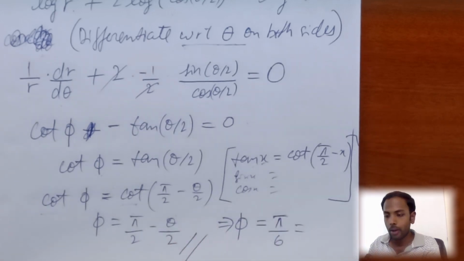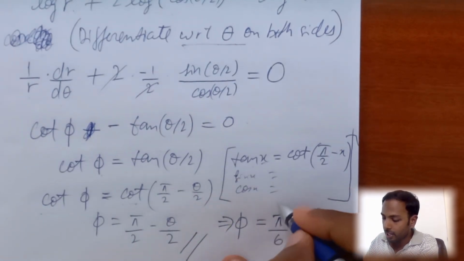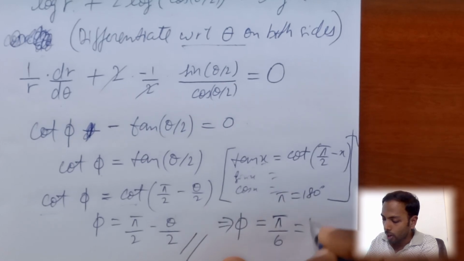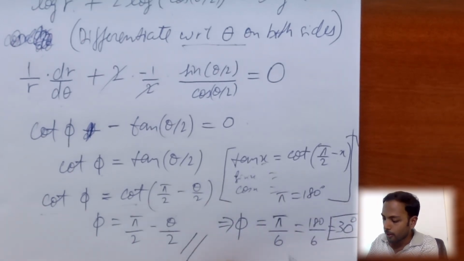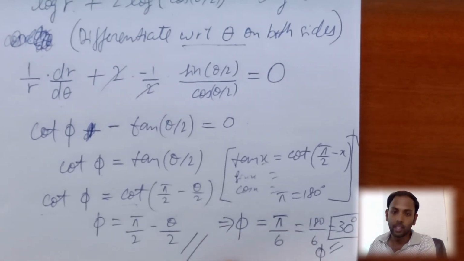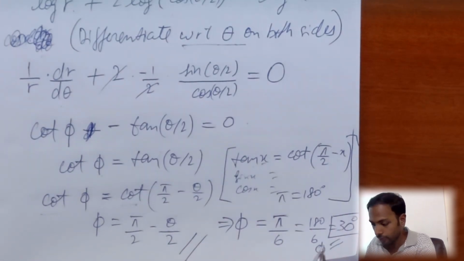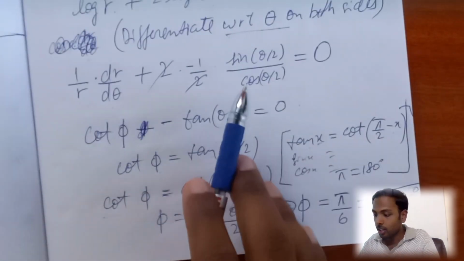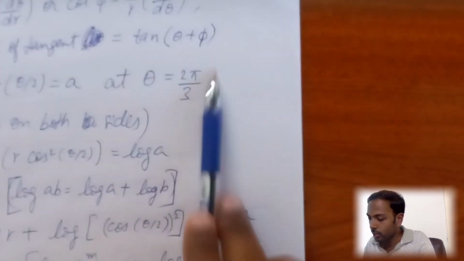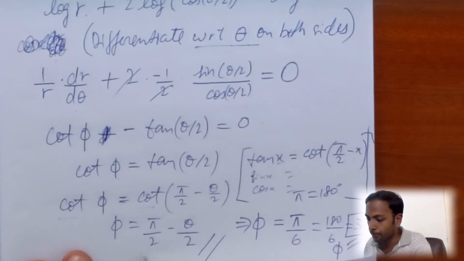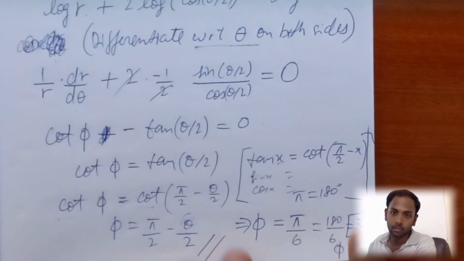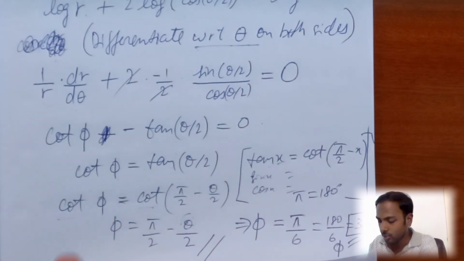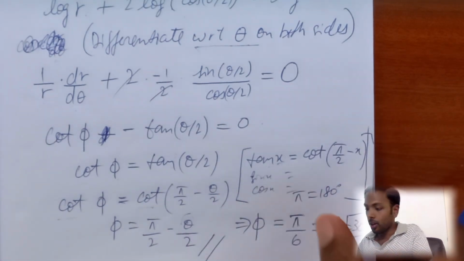So how to convert it into degrees? Pi is nothing but 180 degrees. So in place of pi, put 180 by 6, which is nothing but 30 degrees. So finally, you can say phi is equal to 30 degrees if theta is equal to 2 pi by 3. Otherwise, if this is not given, then you have to just stop it here itself. This would be the phi. But since theta value is given, just put theta value here and give a final numerical value, which is 30 degrees. Or if you want to leave it in radians, you can just leave it as pi by 6. Okay. Now everything is done.